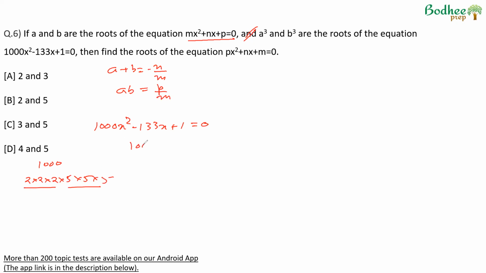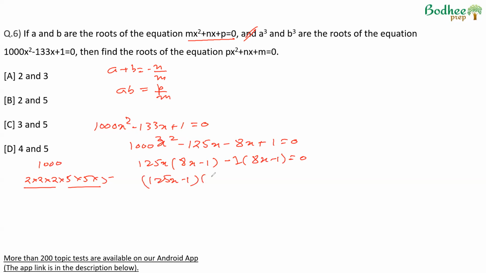Now I find two numbers, 125 and 8. So 1000x square minus 125x minus 8x plus 1 is equal to 0. Taking out 125x, we get 8x minus 1. Taking minus 1, we get 8x minus 1 is equal to 0. Therefore, 125x minus 1 into 8x minus 1 is equal to 0. So x is equal to 1 by 125 or 1 by 8. So the two roots alpha cube and beta cube are 1 by 125 and 1 by 8.